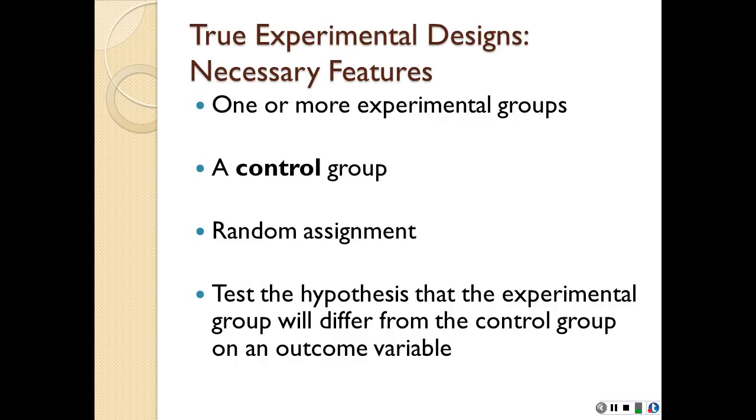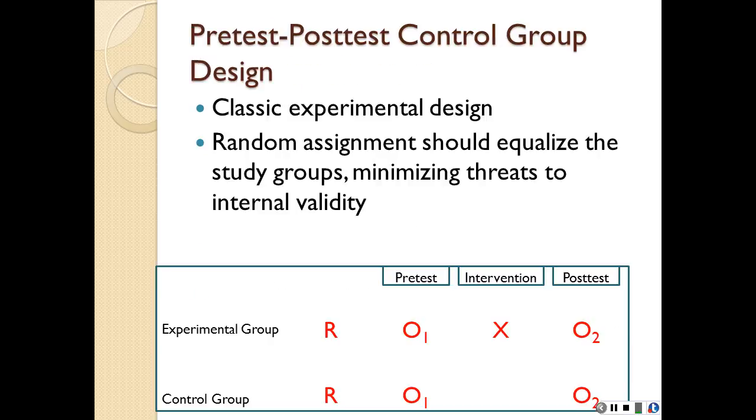But generally speaking, you're trying to test that the experimental group will differ from the control group on some outcome that you're interested in. And there's many, many different types of experimental designs. We're going to go over the basic ones. The most basic one is the pre-test, post-test control group design. This is the most classic experimental design. When people came up with the idea of experimental designs, this is what they came up with.